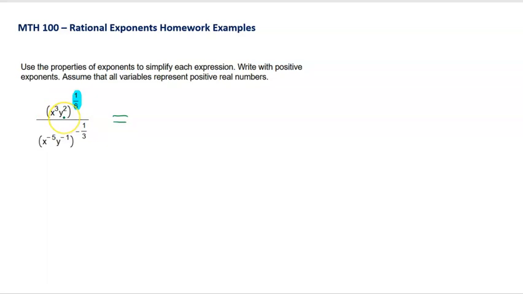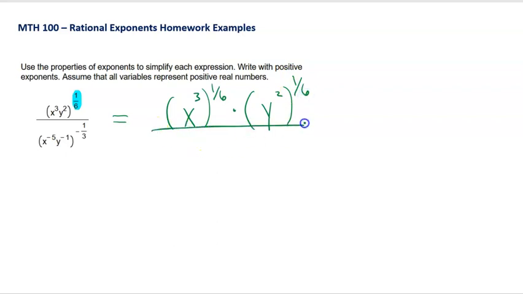Now, if you were adding, you couldn't split this up like we're about to do, but because we're multiplying, you can say that that 1/6 applies to the x to the 3rd, and that 1/6 applies to the y squared. So notice I put that 1/6 outside of each one of those. Same thing happening in the denominator, right? That negative 1/3 exponent applies to both of those values inside because we're multiplying.